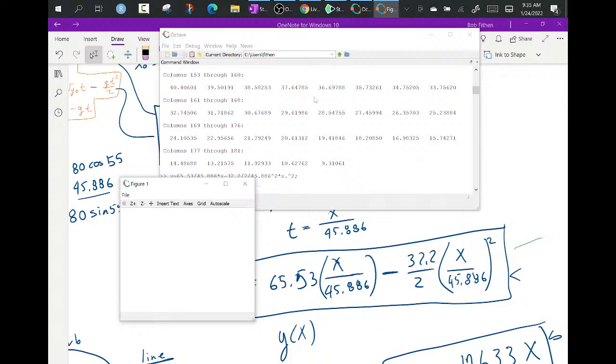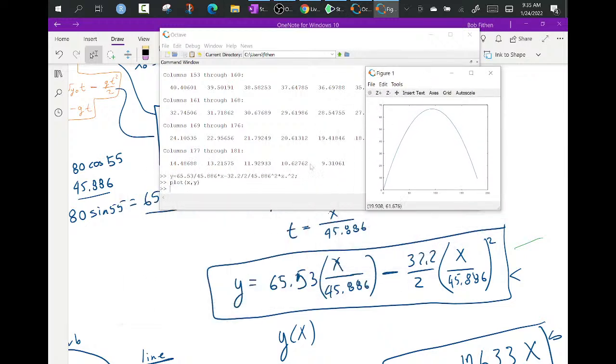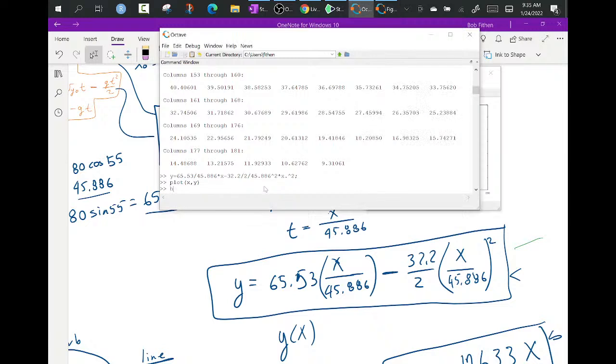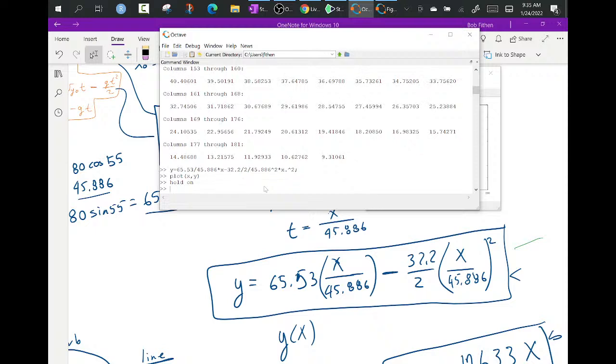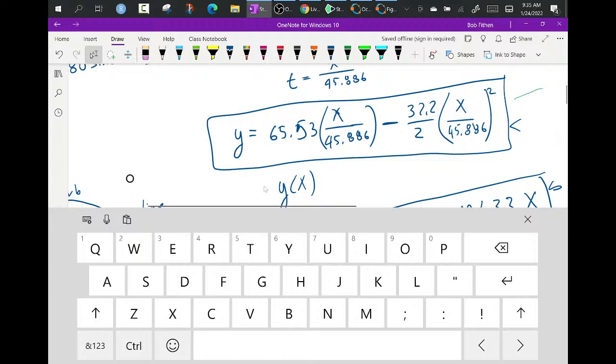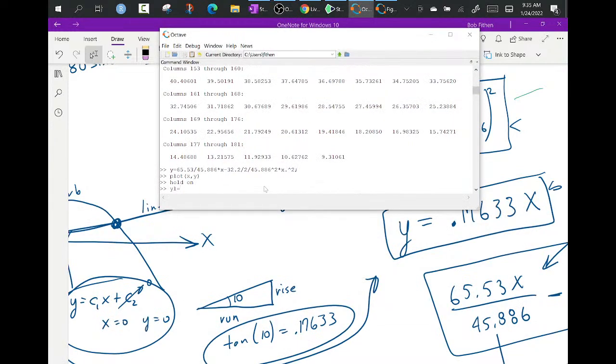Ooh, this is not a fast computer. Now, the next thing I need to do: there is a command called hold on, which will hold the data on the plot so that I can put another plot on there. So I'll do y line is equal to, and I have already forgotten the slope, but I do know it's tangent of 10 degrees. Oops.